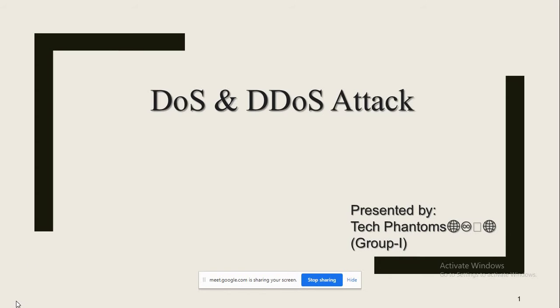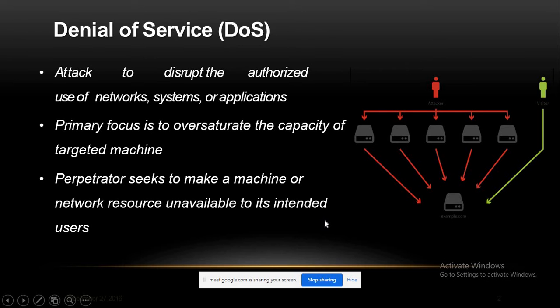Today we are going to give a presentation on DOS and DDoS attack. First of all, DOS, denial of service. Attack to deny authorized use of a network, system or application. Primary focus is to oversaturate the capacity of a targeted machine. Perpetrators seek to make a machine or network resource unavailable to its intended users. Now DDoS attack, my friend Chaitra will present.